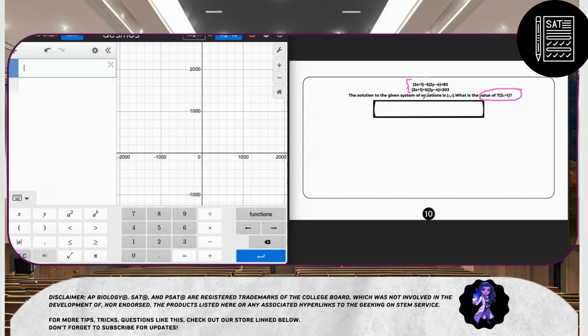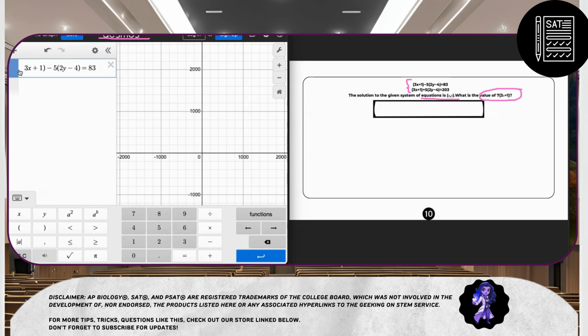We can find the actual x and y by plugging it into our Desmos calculator and finding the point of intersection, which is what I'm going to do right now. The first thing I'm going to do is plug in that first equation. So I have parentheses 3x plus 1 minus 2 times y minus 4 equals 83.